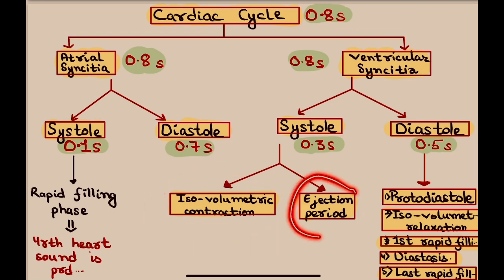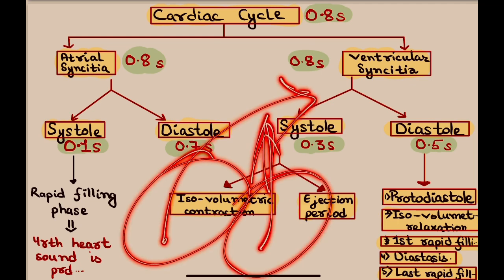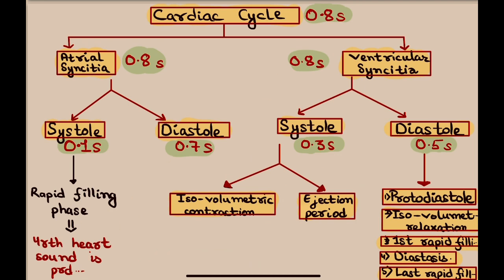After isovolumetric contraction there is the ejection period. The ejection period means that the blood from the ventricles goes into the pulmonary artery as well as the aorta. So this is the ejection period in systole. Now in diastole, which is of 0.5 seconds, we have protodiastole. In protodiastole we find an increase in pressure in the pulmonary artery and aorta. Then we have isovolumetric relaxation, in which all the valves are closed. That means the valves between the atria and ventricles, and also between the ventricles and the pulmonary artery and aorta, are closed. So there is only an increase in pressure.